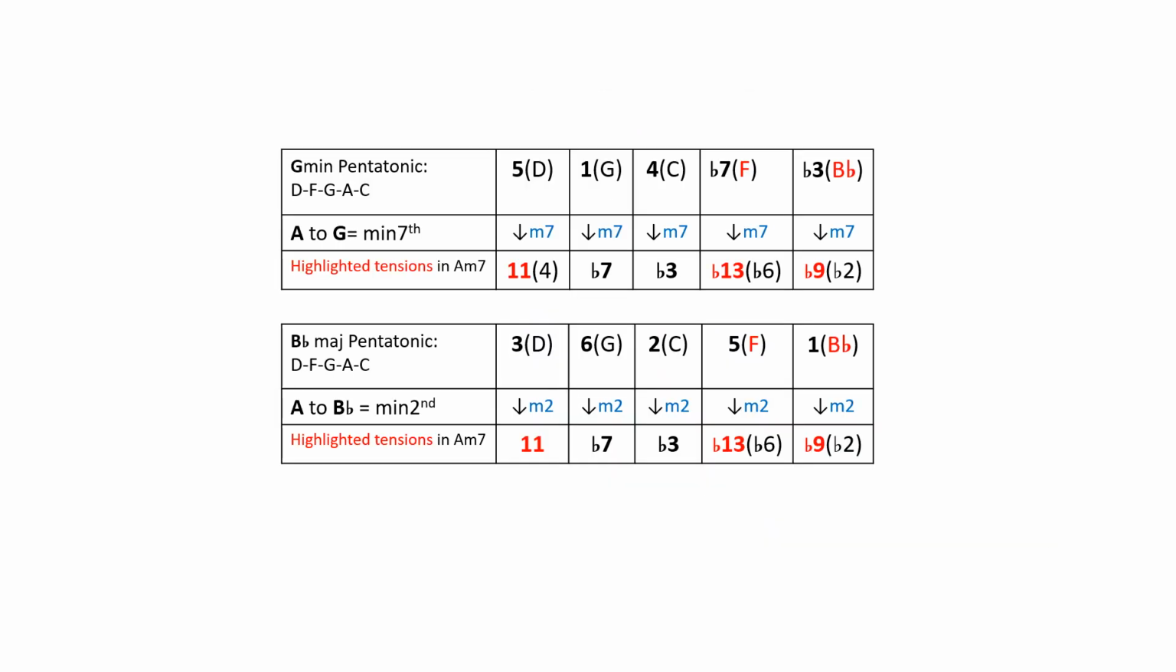When the G minor pentatonic is superimposed over A minor 7, the minor 7th interval between the roots indicates that the highlighted notes 4, flat 7, flat 3, flat 6, flat 2 are a whole step below the minor pentatonic scale degrees. Since A to B flat is a minor second, the identical highlighted notes in the relative B flat major pentatonic are found a minor second above the major pentatonic scale degrees.